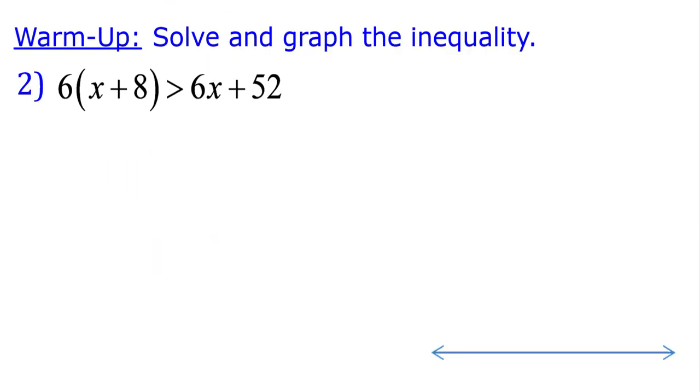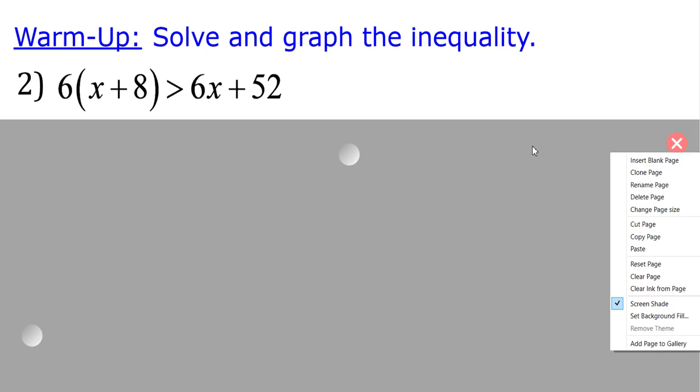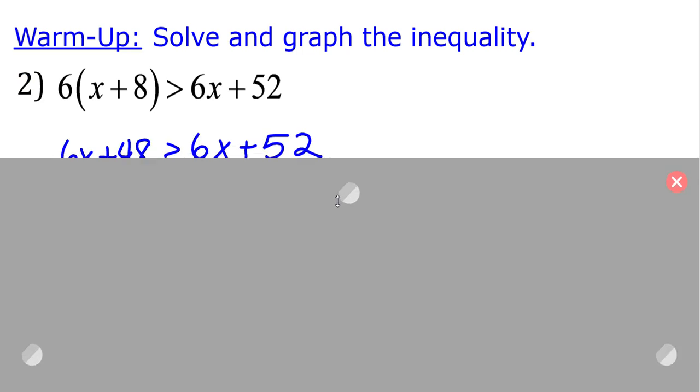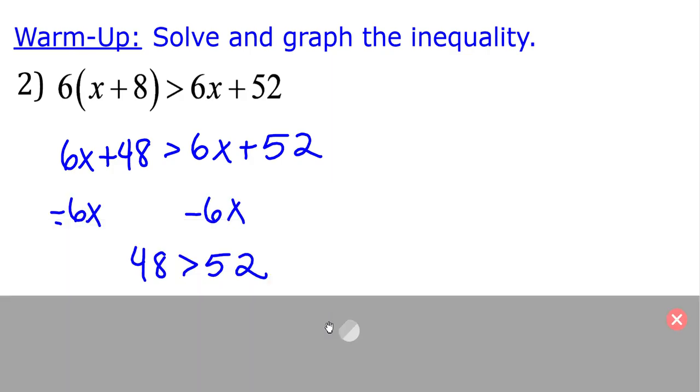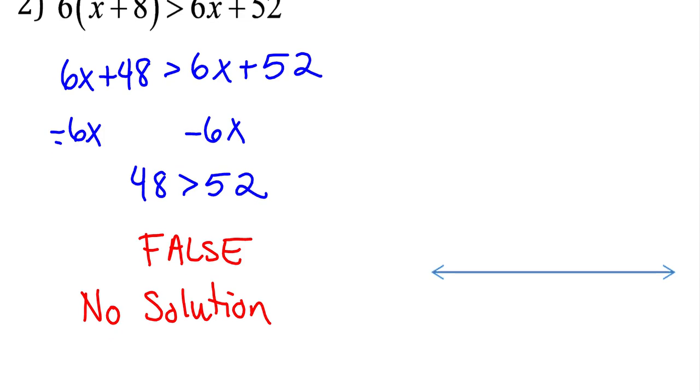All right, let's try another one. Here we've got 6 times the quantity x plus 8 is greater than 6x plus 52. Thinking of our rules, right, we have some distribution we have to take care of. No simplifying on either side of the inequality sign, so lowest variable is 6x, so I should subtract that from each side. And then I've got 48 is greater than 52. I know that's not true, so I know that it's a no solution. So I wouldn't have a number line graph for this one because there are no values that could make that true.